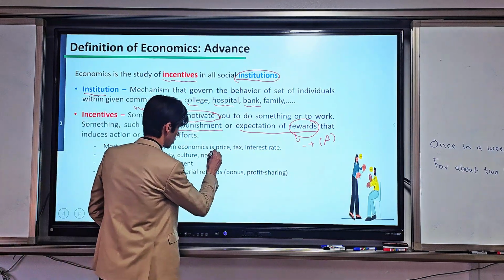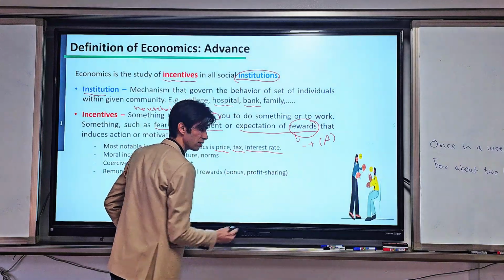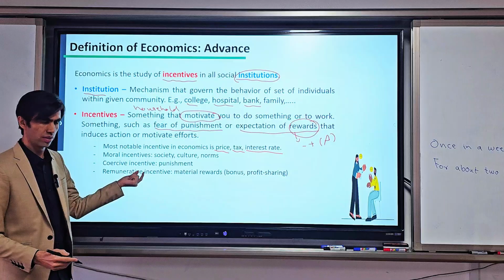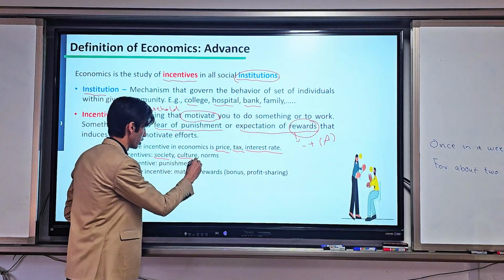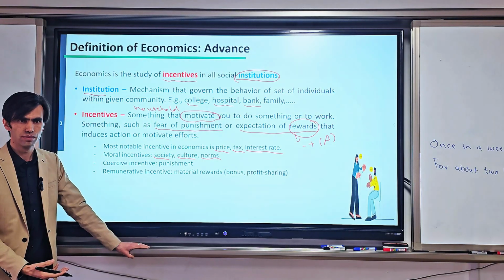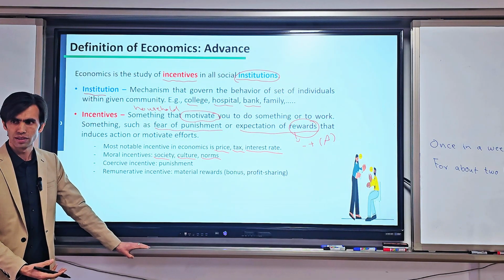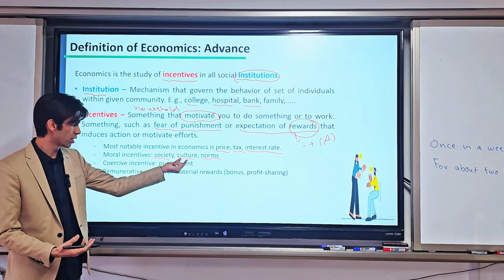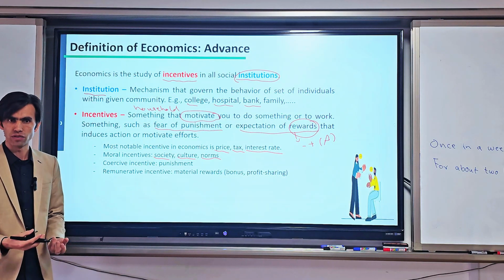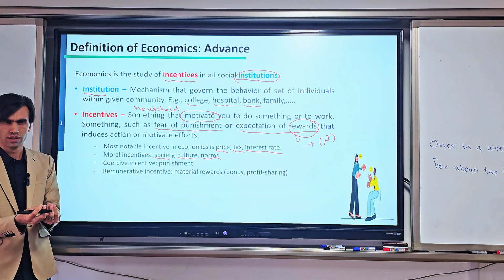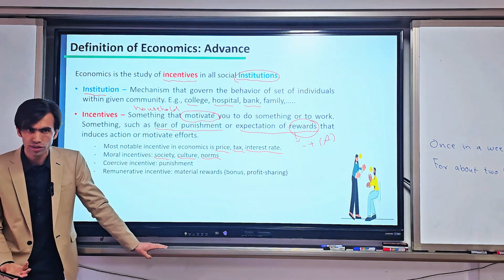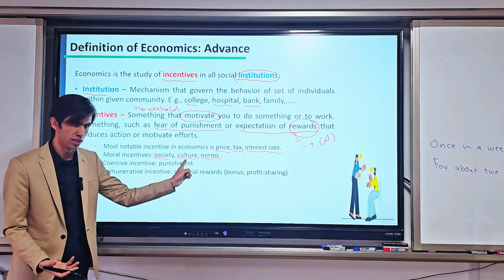They are mostly considered tax, interest rate, or moral incentives, like society, culture, and norms that we have in specific countries. When we think about culture, maybe religion can be a part of that. For example, why do Muslim people not eat pork? It's because of that culture.